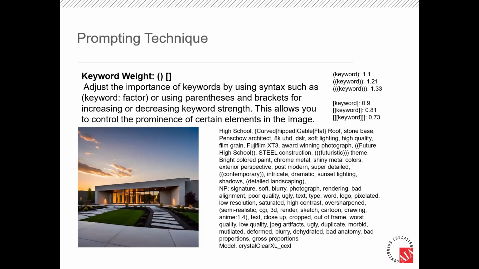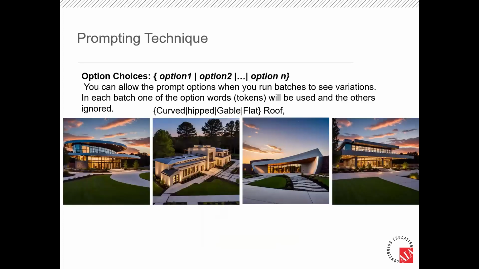There's the curvy parentheses. This one's very important and fun to use also. These little brackets give you options. So each token in here, curved, hipped, flat, or gable, is going to be replaced in each image generation. It won't use all of them. It won't blend them. It'll pick one out of the list and use that as its token. So here you can see it didn't do a gable roof. It did hipped, it did curved, it did flat, but it didn't do a gable. So out of the 4 runs, I didn't get a gable.